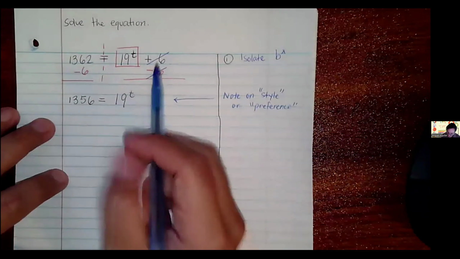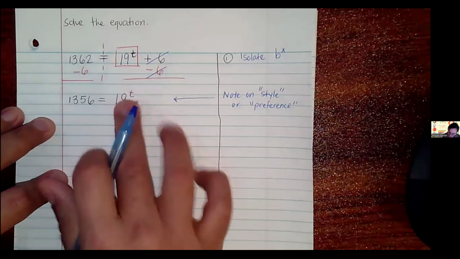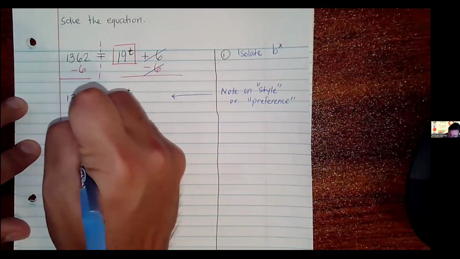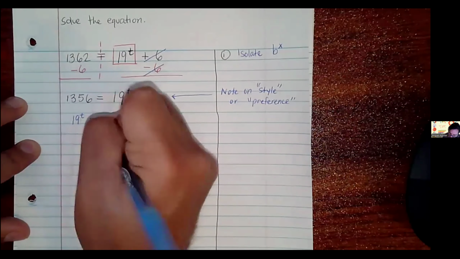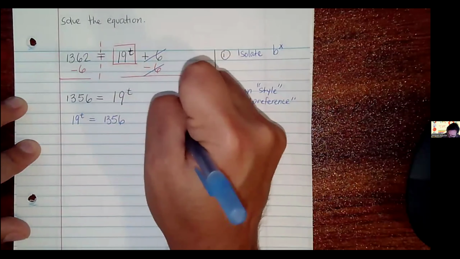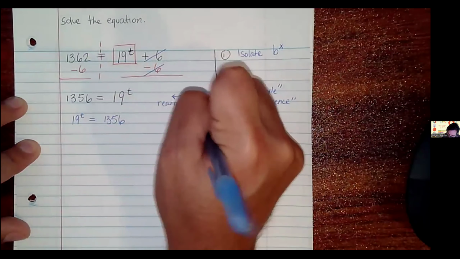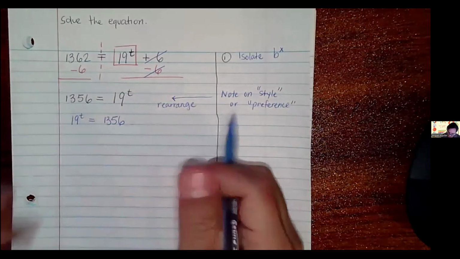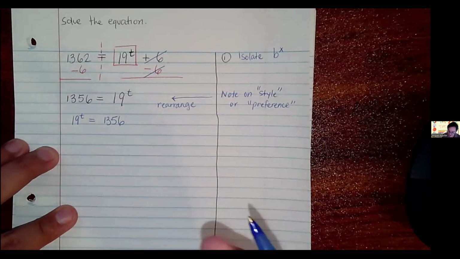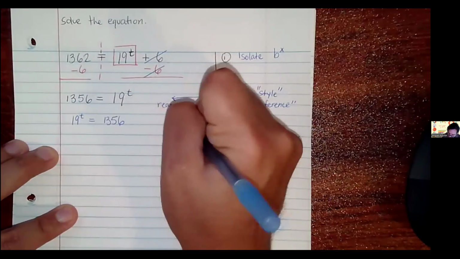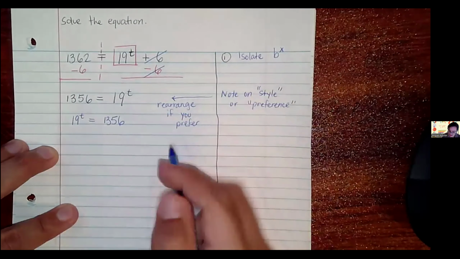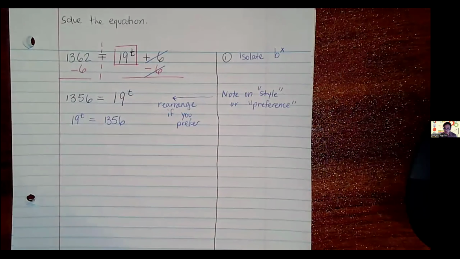If you don't like this exponential part on the right-hand side, then just rearrange this so that it's 19 to the t power equals 1356. You can rearrange this and it doesn't change anything. We're just flipping the sides of the equal sign. We've done this the same with quadratics in the past. So you can rearrange if you prefer the order that we're more comfortable with.